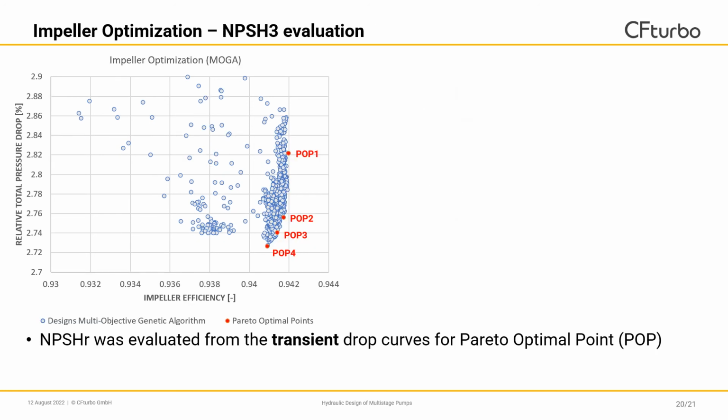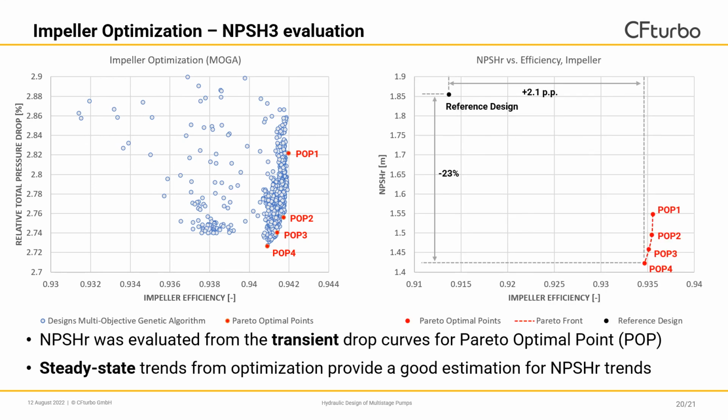So for each design behind these Pareto optimal points, we calculated the drop curves by using multiple transient simulations, and from this we got the required NPSH. And if we take a closer look at this right graph, you can see we have the NPSH required on the y-axis, we have the impeller efficiency under cavitation-free conditions on the x-axis.